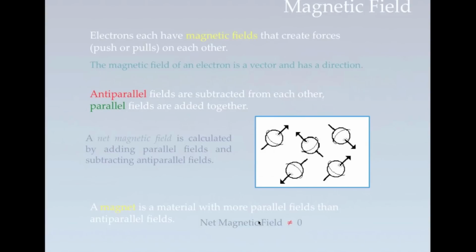All right, so the other property that electrons have that we use to create fields, forces, is the magnetic spin. Each electron has its own little magnetic field, usually known as the magnetic spin of the electron. And when we align these magnetic spins, we get net magnetic fields. These net magnetic fields are what cause magnets or magnetism in general.